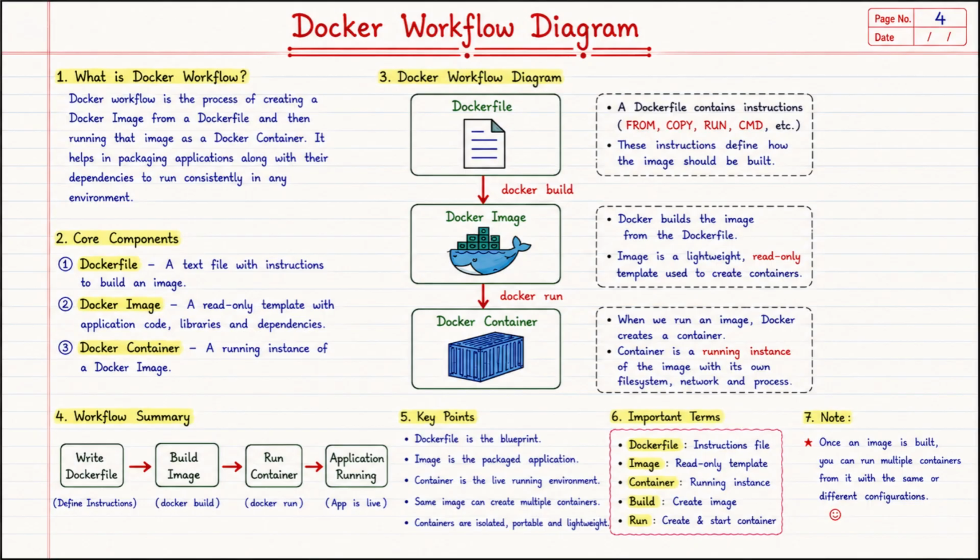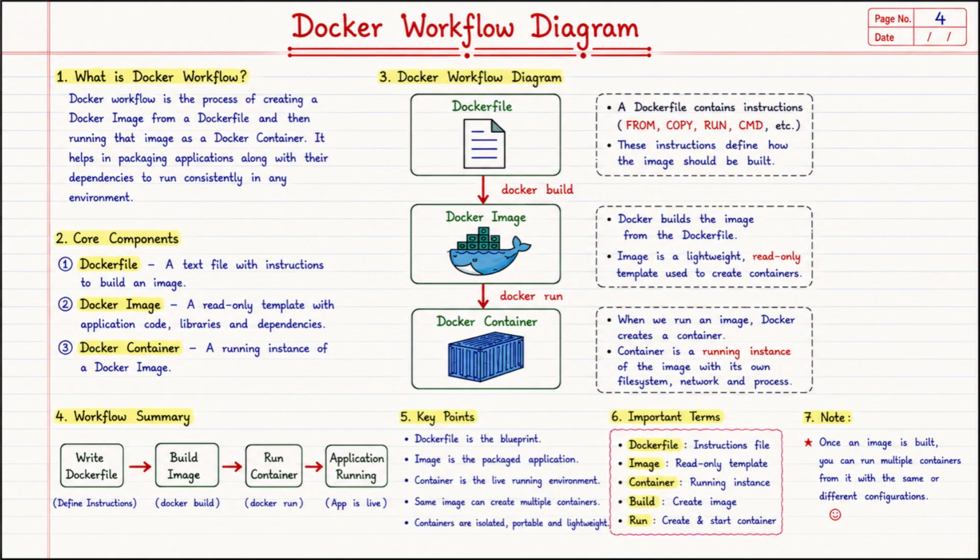Now, let's get started. Let's begin by understanding the Docker workflow. Think of Docker workflow as the complete journey of an application, from writing the instructions to running the application inside a container. Everything starts with a Dockerfile. A Dockerfile is simply a text file where we define instructions for building our application. These instructions include things like choosing a base image, copying project files, installing dependencies, and specifying how the application should start. Once the Dockerfile is ready, we execute the Docker build command.